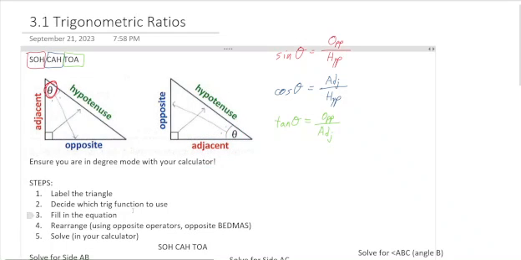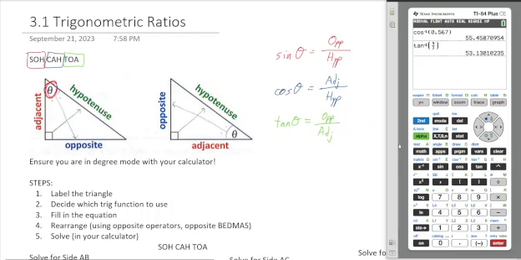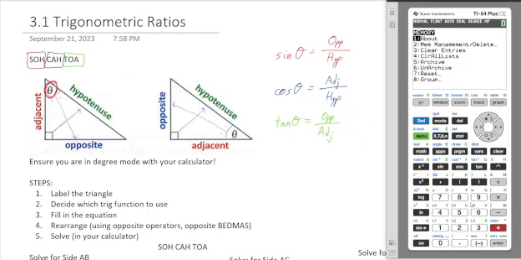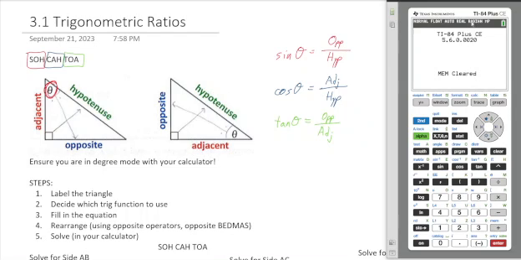Okay, make sure you're in degree mode with your calculator. In my calculator, let me first reset it so that you guys can see what that would look like. I'm just going to reset my calculator. When you reset a calculator, you'll notice up here in the top right it says radian. This is going to be true for a TI-83, TI-84, or TI-84 Plus CE. It says radian whenever you clear a calculator. That's usually the case. Now, how to change it?